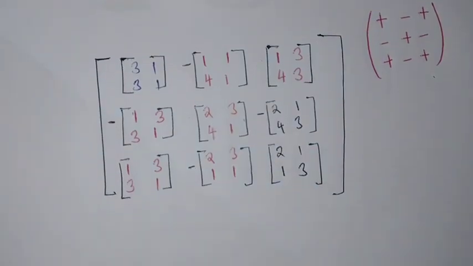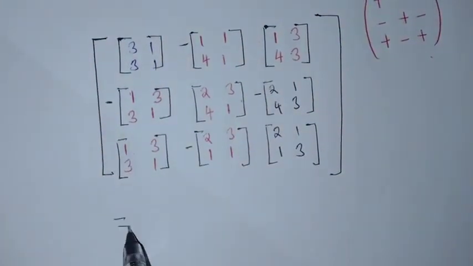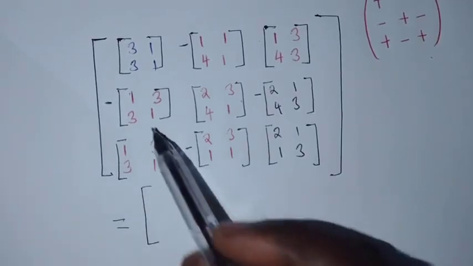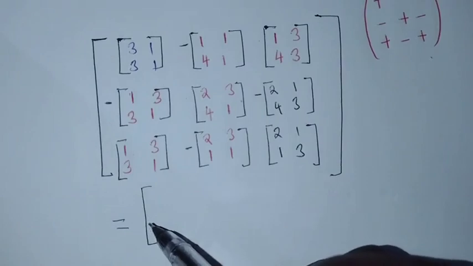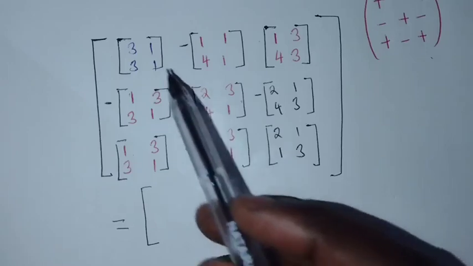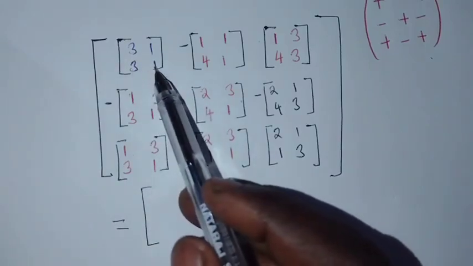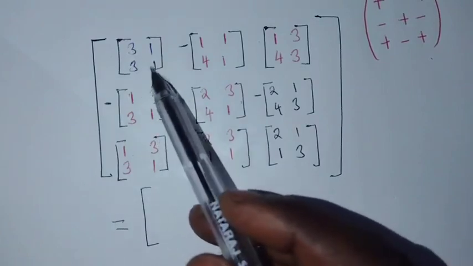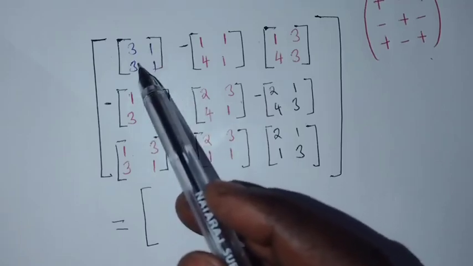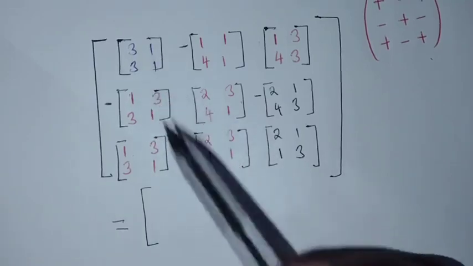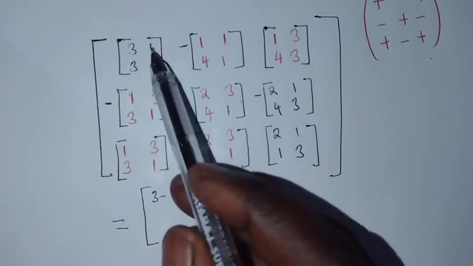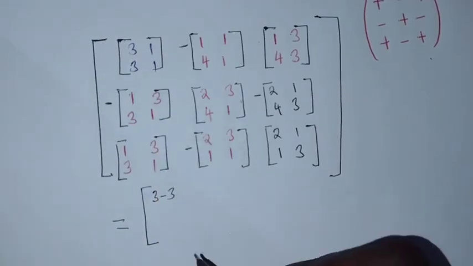So what you are going to do now is you're going to write equal to. So we are going to do this now. We find the determinant for each of the matrices here. So these are 2 by 2 matrices. So 3 times 1, that's how we find the determinant of a matrix. We get the product of the major diagonal minus the product of the trailing diagonal. So 3 times 1, this gives us a 3, minus 3 times this one, again gives us a 3.